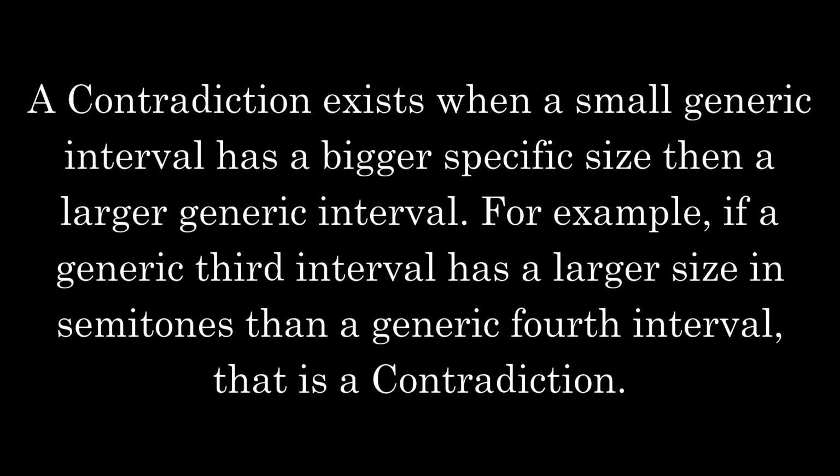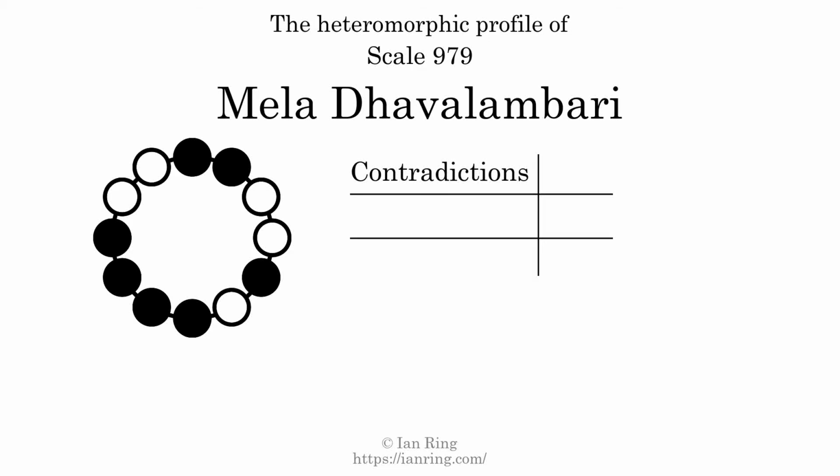A contradiction exists when a small generic interval has a bigger specific size than a larger generic interval. For example, if a generic third interval has a larger size in semitones than a generic fourth interval, that is a contradiction. The number of contradictions in this scale is 23.